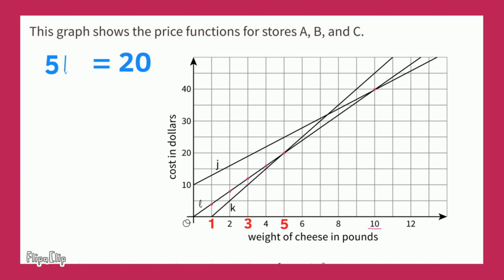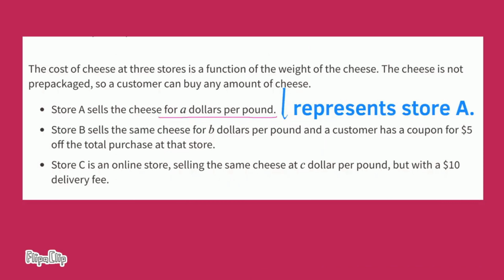With one step, we should be able to solve for L. Divide both sides by 5. 5L divided by 5 is 1L, which is the same as L. And 20 divided by 5 is 4. L equals 4. Line L represents store A. Store A sells cheese for $4 per pound.